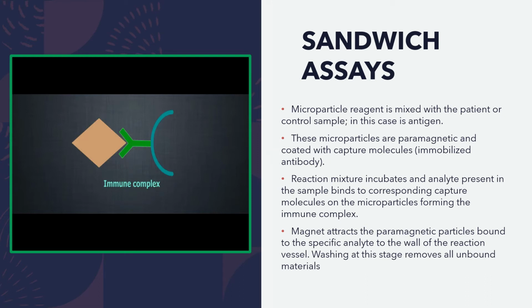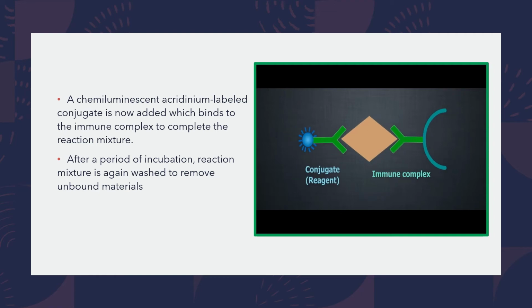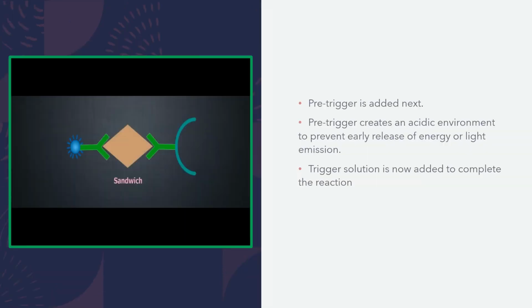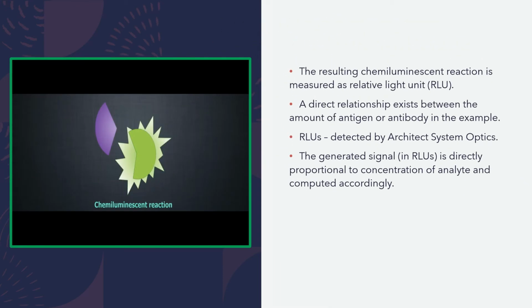Washing at this stage removes all unbound materials. A chemiluminescent acridinium label conjugate is now added, which binds to the immune complex to complete the reaction mixture. After a period of incubation, the reaction mixture is again washed to remove unbound material. Pre-trigger is added next. Pre-trigger creates an acidic environment to prevent early release of energy or light emission. Trigger solution is now added to complete the reaction. The resulting chemiluminescence reaction is measured as relative light units.